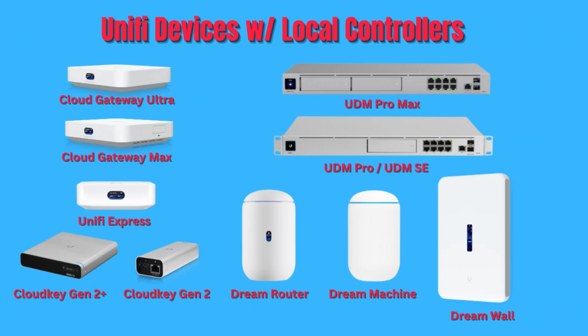So we have the Cloud Gateway Ultra, Cloud Gateway Max, Unifi Express, CloudKey Gen 2 Plus, and CloudKey Gen 2. We'll talk about those very specifically because they're out there still. They're probably not used as often these days, but they are still out there. You have your UDM Pro Max, UDM Pro, UDM SE for your rack-mounted options, and then you have your Dream Router, Dream Machine, and Dream Wall, which, yes, I realize you can't get your hands on some of those, but we're still going to talk about them as part of the video because they will have these notifications that we're talking about. All right, so depending on which one is you, will determine what you can get access to.